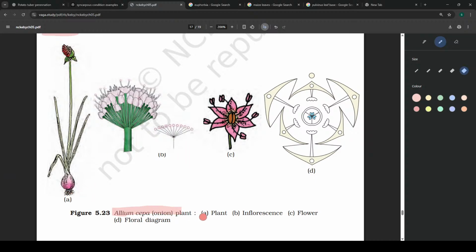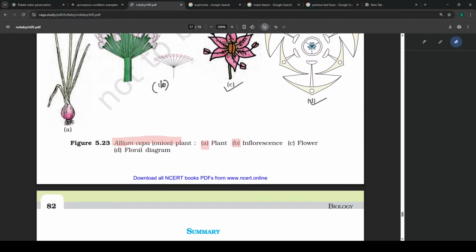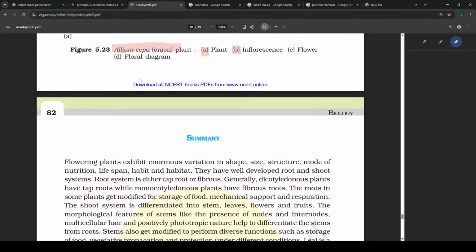A is the plant, B is the inflorescence, C is the flower here, D is the floral diagram. This is also an inflorescence. Now that's with the chapter.